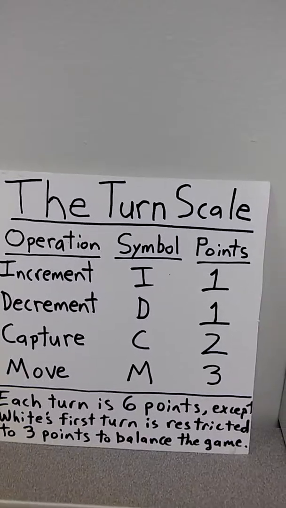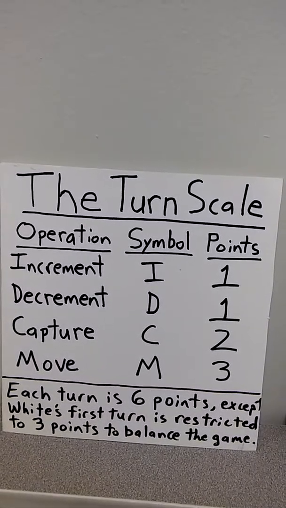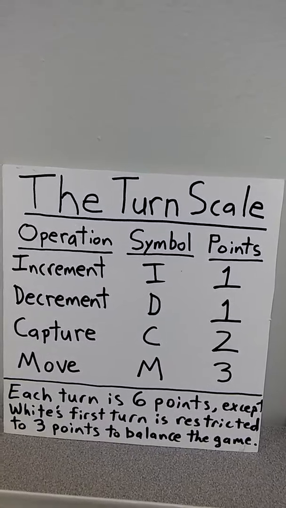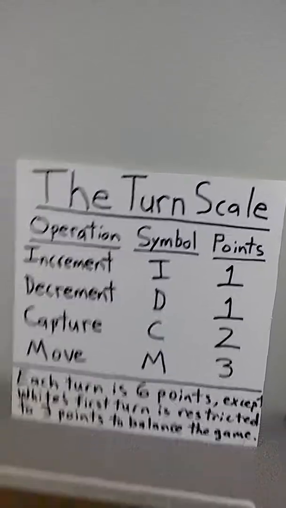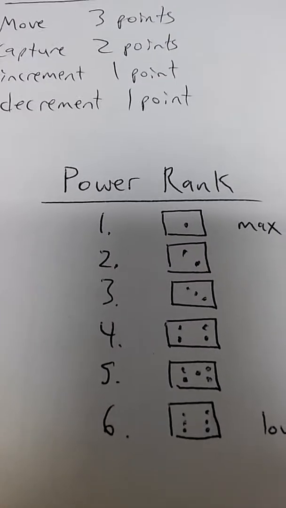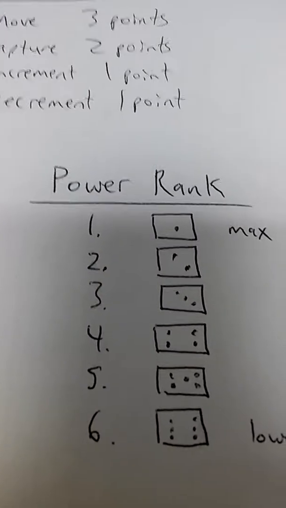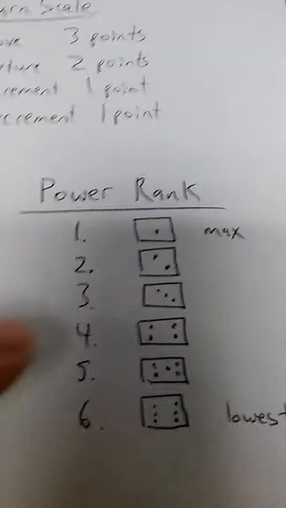And then in the second video, I started talking about dice chess, and I was showing how the pieces moved. I showed the turn scale, the various operations: increment, decrement, capture, move, and I made the point of the power rank and the mobility range. I discussed the differences between them and how you can only capture if your power rank is equal to or higher than your opponent's power rank.